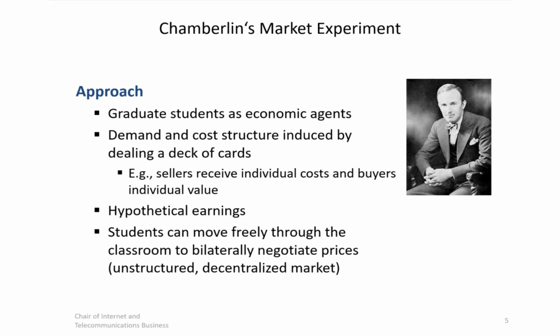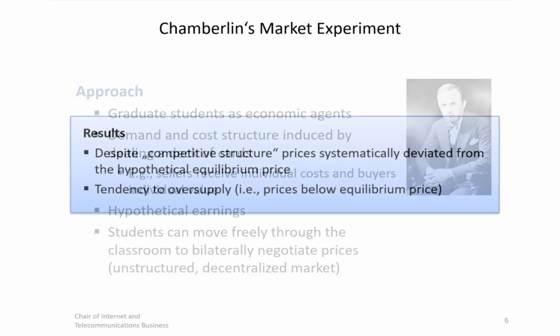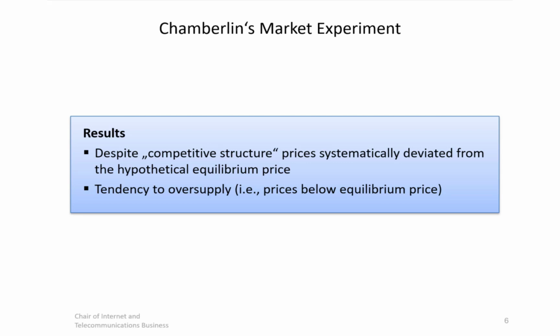Next, they also had something called hypothetical earnings, where, depending on the cost and value, firms were allowed some earnings, and students could freely move through the classroom to bilaterally negotiate prices in an unstructured and decentralized market. They wanted to look at a market that is completely free. Okay. And the result they found was that, despite the competitive structure, prices systematically deviated from the hypothetical equilibrium price, and there was a tendency to oversupply, with prices below the equilibrium price.